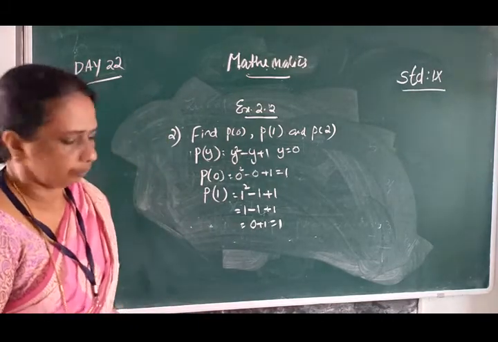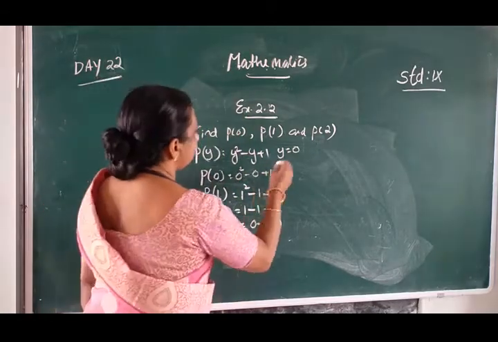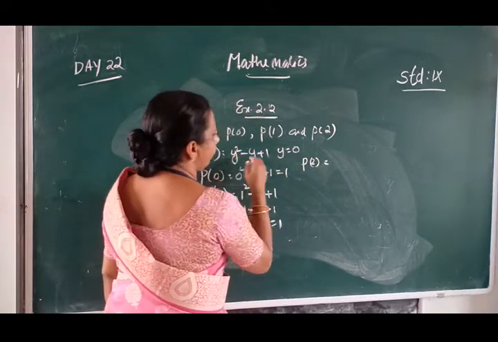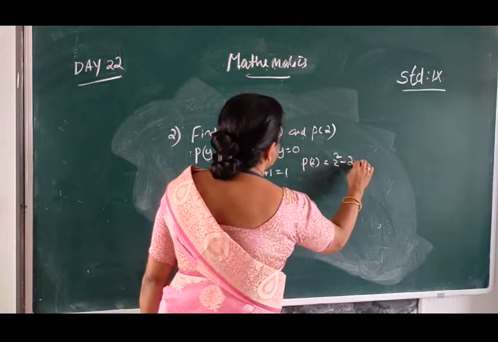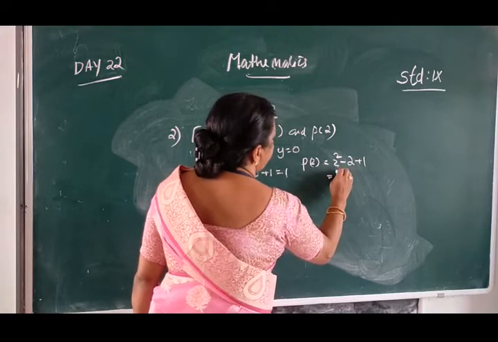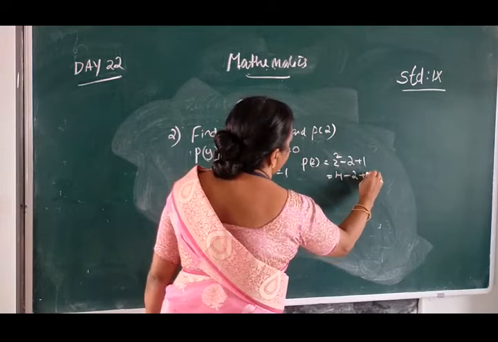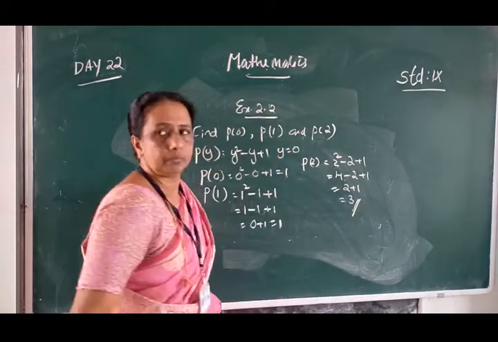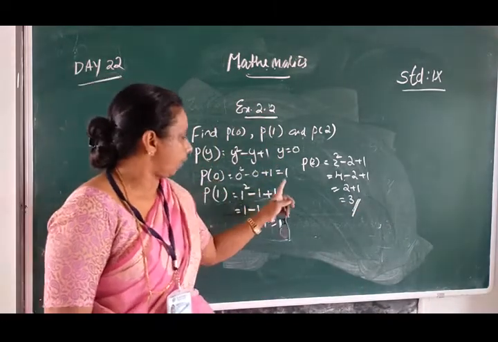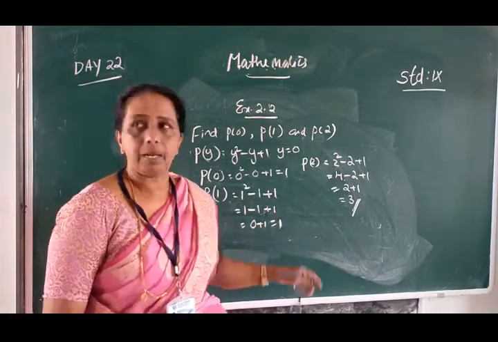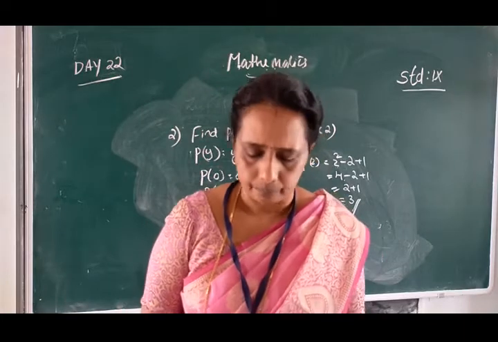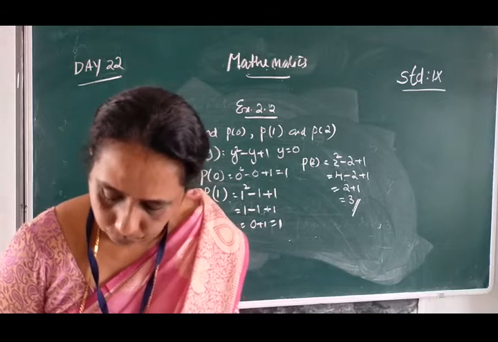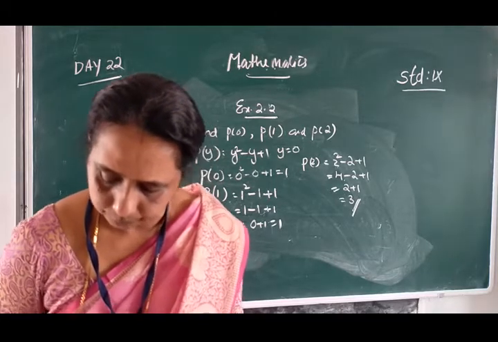Next p of 2. We have to find out p of 2. That is p of 2 is equal to, in the place of y we have to put 2 square minus 2 plus 1. 2 square is 4, minus 2 plus 1. 4 minus 2 is 2, plus 1 we get 3. That is, p of 0 is equal to 1, p of 1 is equal to 1 and p of 2 is equal to 3. This way we can find out the value of p of 0, p of 1 and p of 2 of each of the following problems.